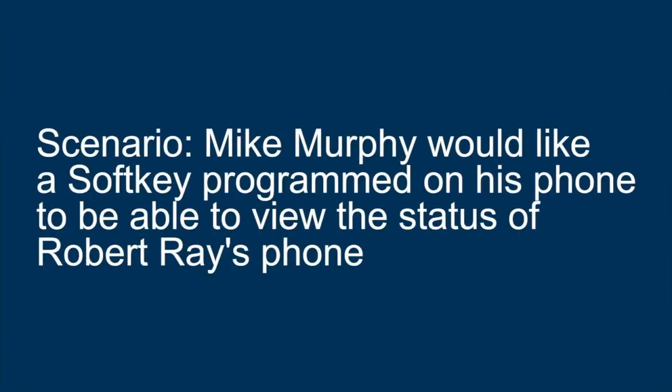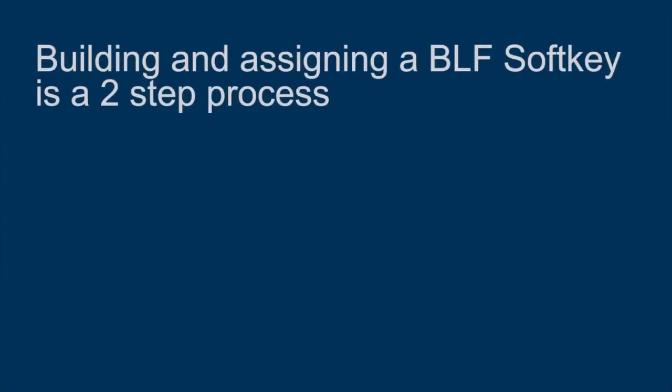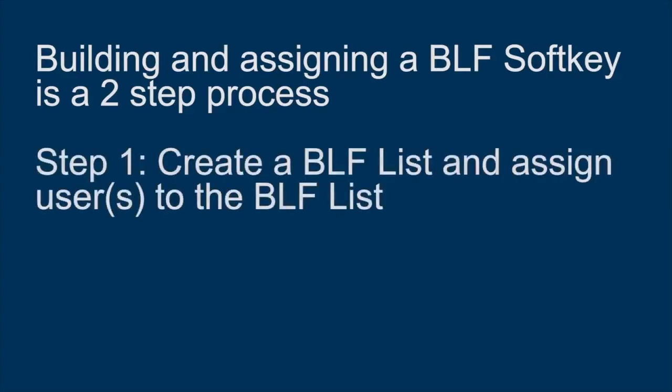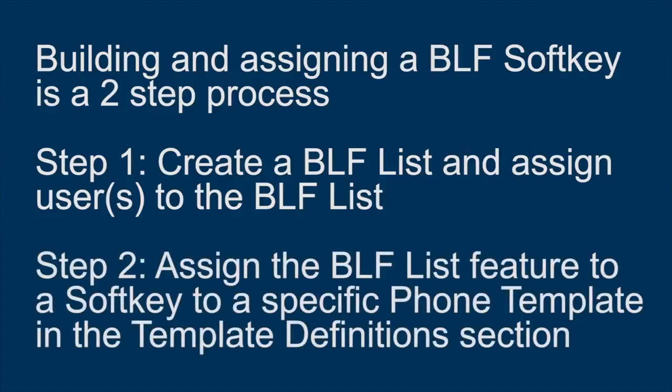So here's the scenario for this tutorial. Mike Murphy would like to see the status of Robert Ray's phone. Here's how to build a BLF Softkey on Mike Murphy's phone. This is a two-step process. Step 1. Create a BLF list of phone users that Mike Murphy will be able to see their status. Step 2. Assign a Softkey on Mike Murphy's phone to be used as a BLF key.